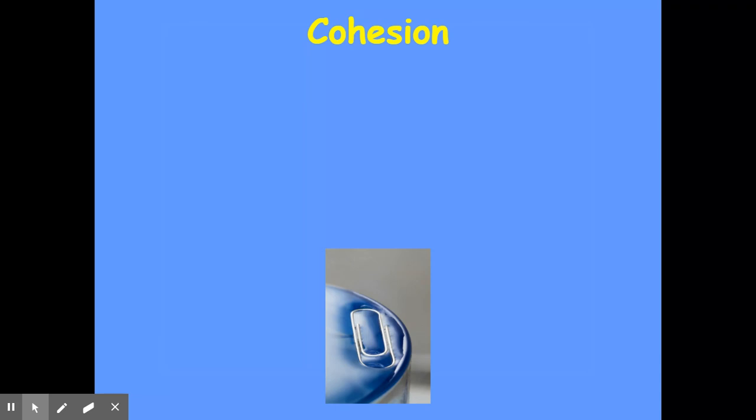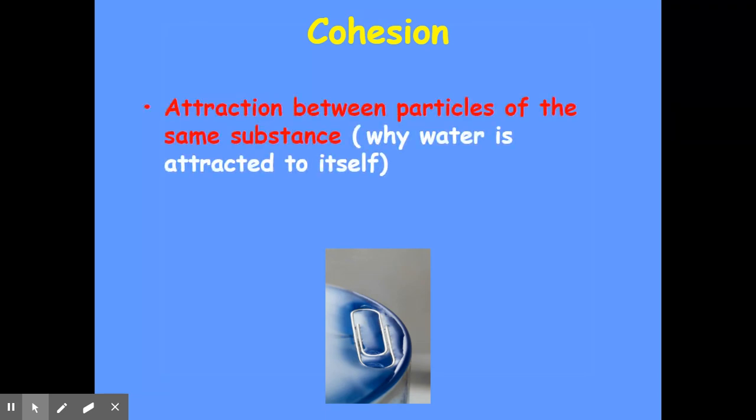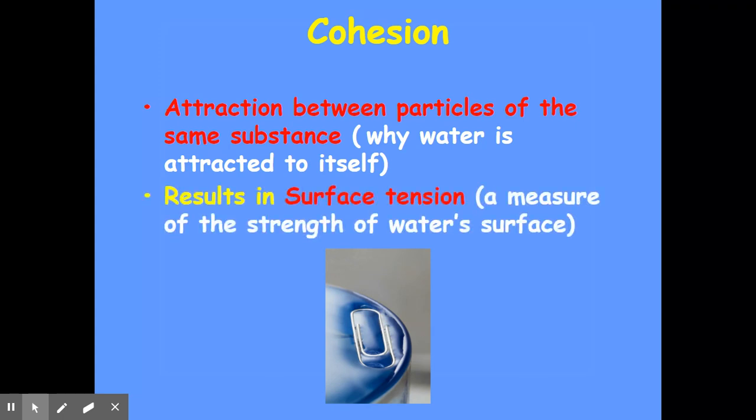So cohesion, here you can see, like I did in my demo, that paperclip floating on the water because it has surface tension. Cohesion is when there is attraction between particles of the same substance, okay? And because those water molecules are attracted to each other with hydrogen bonds, they all pull a little tighter together, like a tightly fitted sheet on a bed, okay? And that gives a surface strength, or what we call a surface tension.